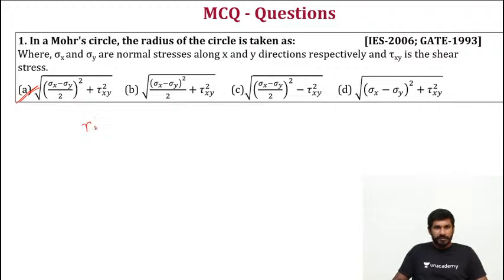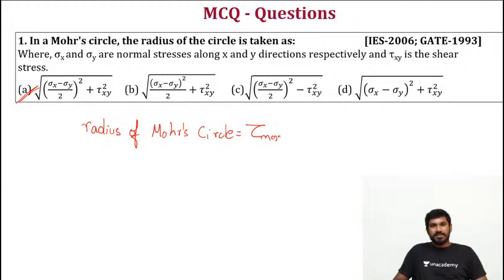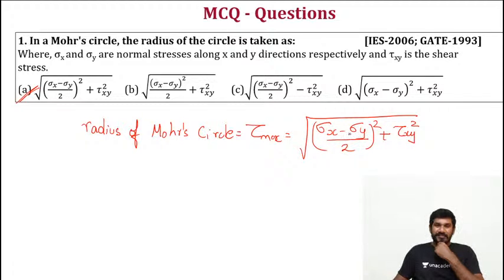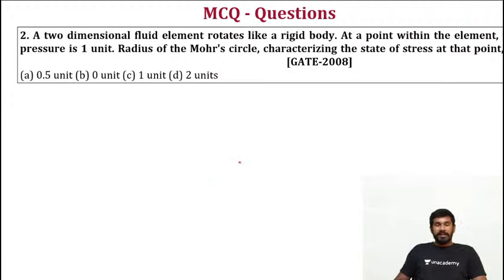That means the radius of the Mohr circle is equal to the maximum shear stress, that is equal to the square root of ((sigma x minus sigma y) by 2) whole square plus tau xy square. So this is the answer. We know the maximum shear stress equation is equal to the radius. So if the radius is asked, you can substitute here and answer. And next question, another very interesting question, where the answer is B.